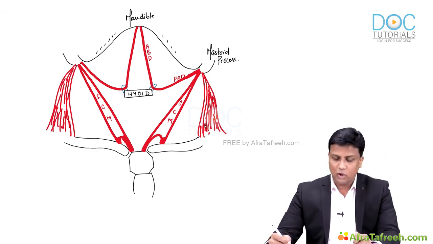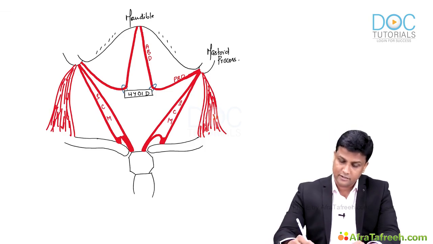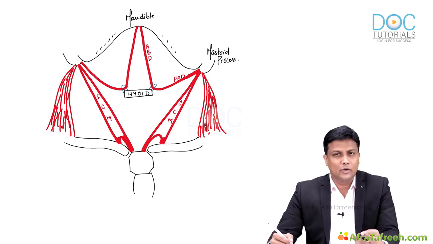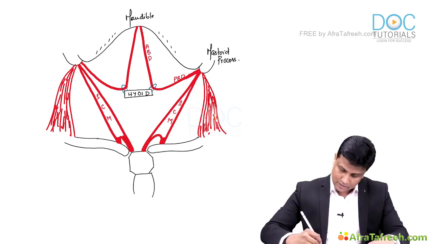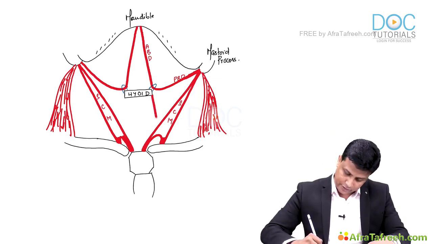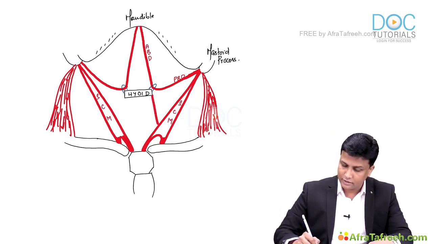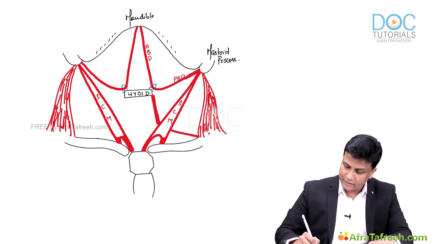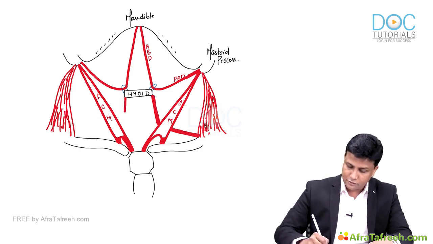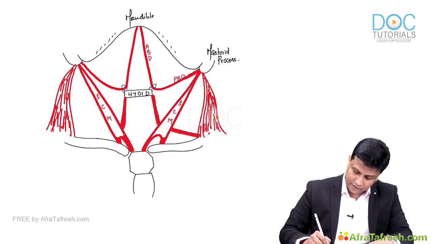Now let me include the omohyoid muscle here so that everything will become crystal clear, my dear friends. Omohyoid will have two bellies. One will be the superior belly of omohyoid, and then there will be the inferior belly. So the superior belly of omohyoid will be somewhere over here, and this one here will be the inferior belly of omohyoid. Similarly on the other side, the superior belly of omohyoid, and then somewhere here the inferior belly of omohyoid.